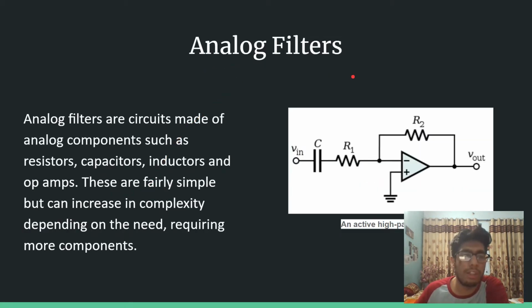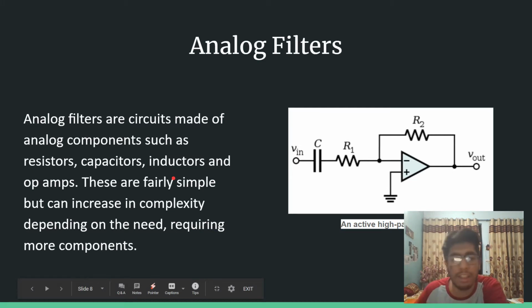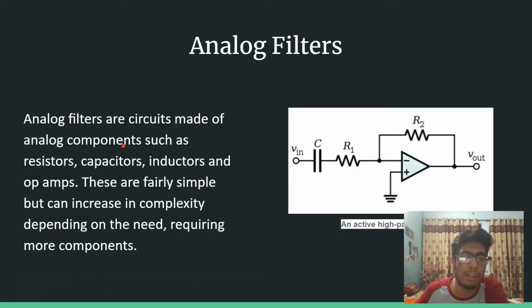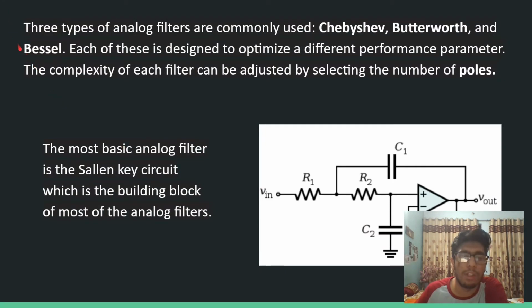Over to analog filters. So analog filters are circuits made of analog components such as resistors, capacitors, inductors, op amps, and so on. These are fairly simple but can increase in complexity depending on the need. Three types of analog filters are commonly used, namely the Chebyshev, Butterworth and Bessel filters. Each of these optimizes a different performance parameter and the complexity of each filter can be reduced by selecting the number of poles.